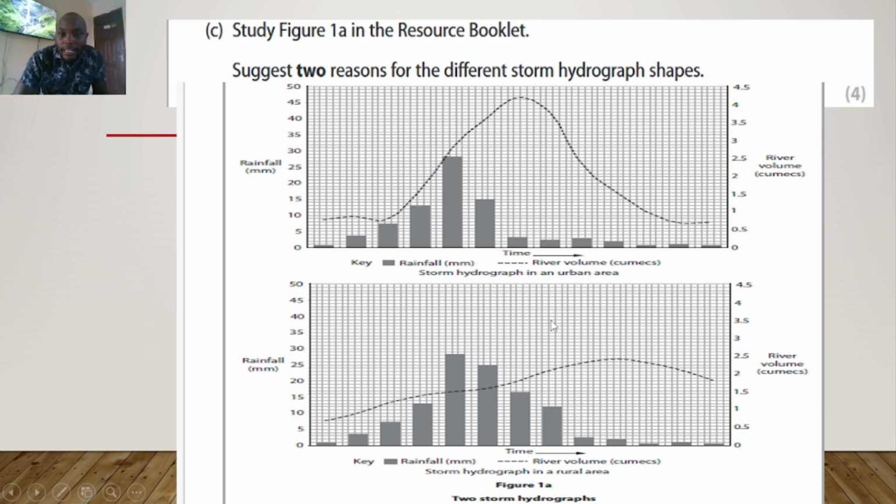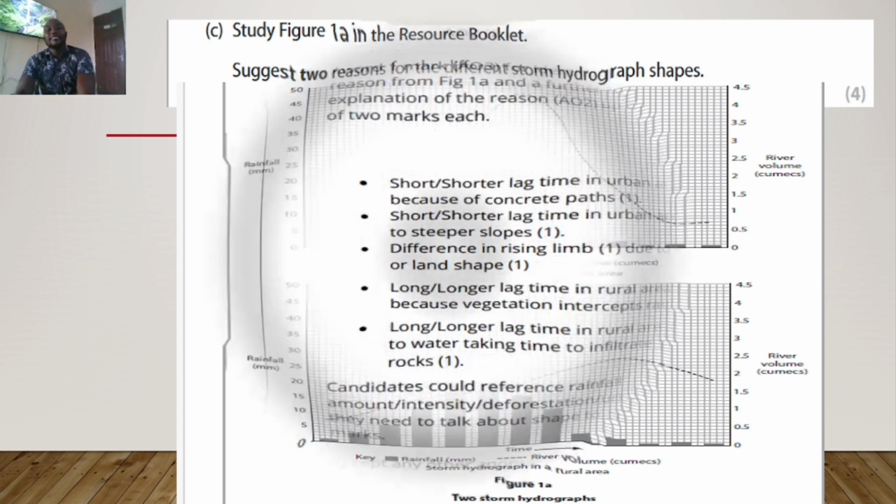So the lag time here is short. But compare these and these. Lag time is higher. So these are the differences. So what are the reasons? Now I think you have an idea of what is needed here. All right. Now, have you given your answers before I give mine? If you got them right, bravo.